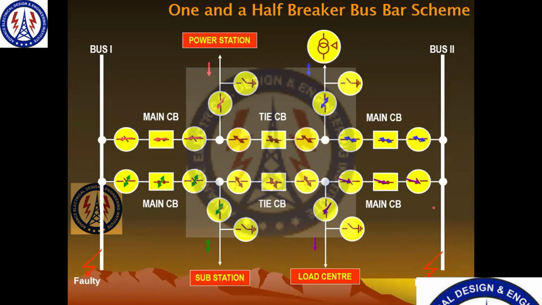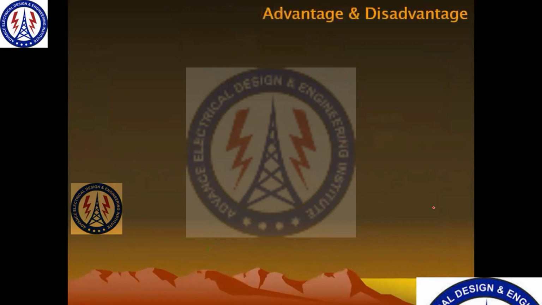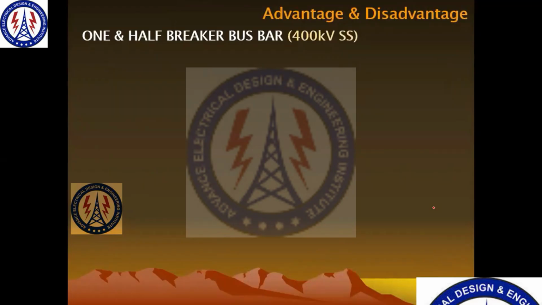Okay. So that's why we are using this 1.5 breaker scheme at 400 kV and above. Okay, because at 400 kV the power requirement is very large, this much power is required, but at lower voltage it is not required, that's why we are not using it. This I am talking about AIS. In case of GIS, we are using the 1.5 breaker scheme in 220 kV also.